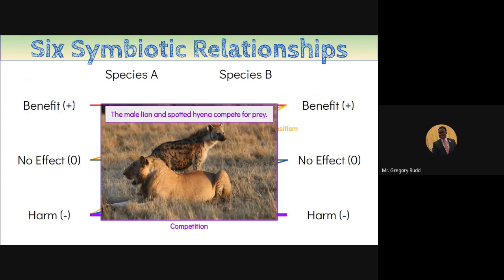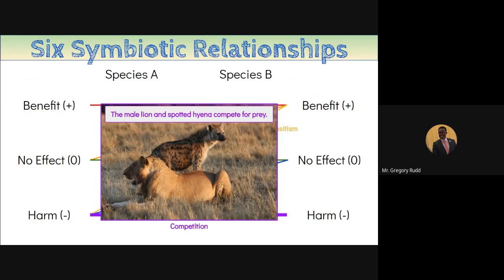Competition harms both species. We can think about apex predators in the African safari. These apex predators are basically hunting the same prey. If, for example, hyenas did not exist, then lions would have a much larger source of food. They wouldn't have to compete for every antelope.